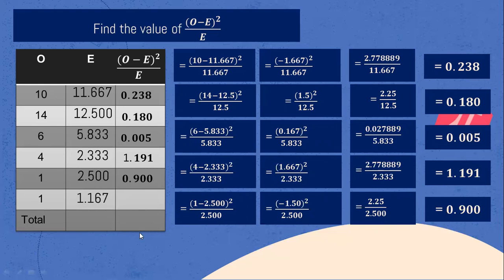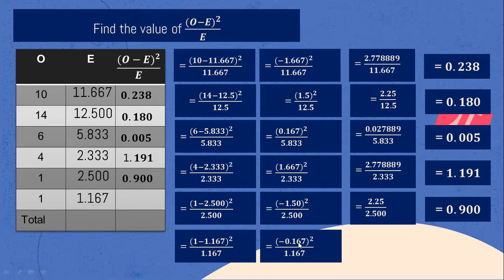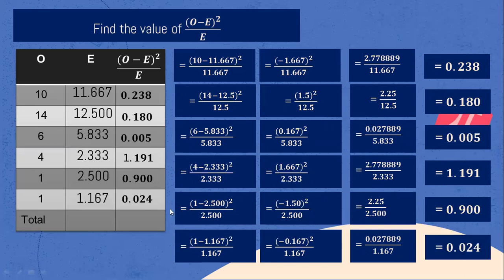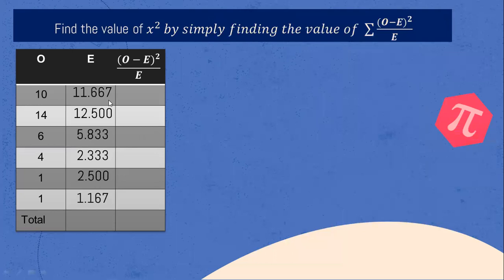0.900. The last one on this part, 1 minus the quantity of 1 minus 1.167 raised to 2 over 1.167. 1 minus 1.167, that is negative 0.167. Then negative 0.167 multiplied by itself, that is 0.027889 divided by 1.167. The answer is 0.024. Okay? That is the square of the difference of O minus E over E, based from the observed frequency and the expected frequency. Let's now move on to the next process.